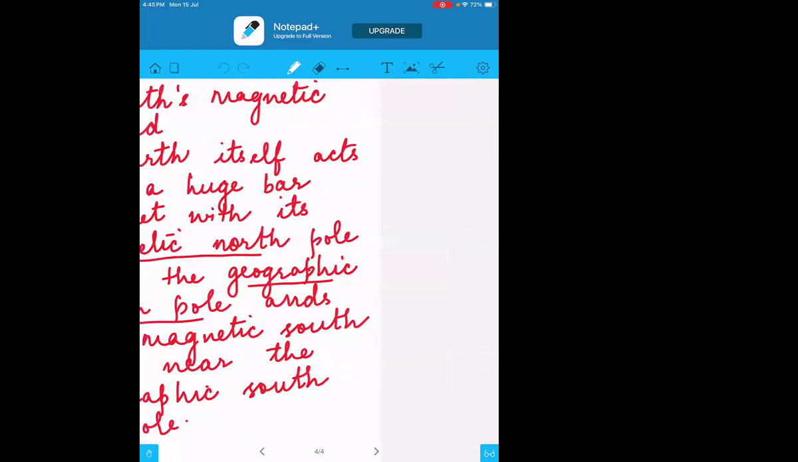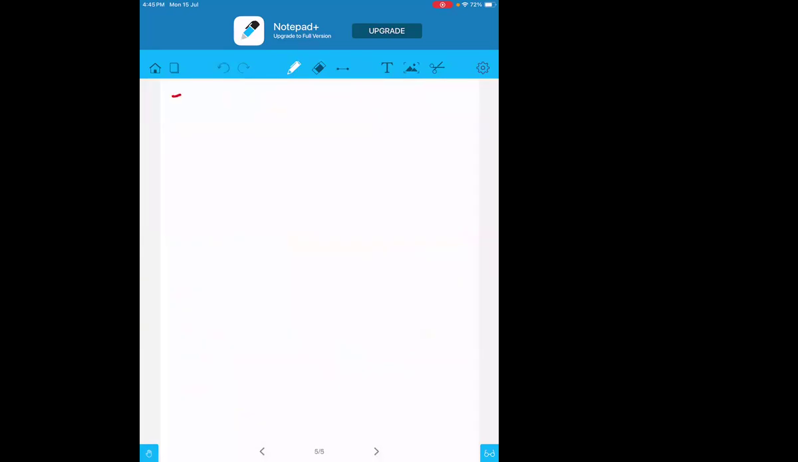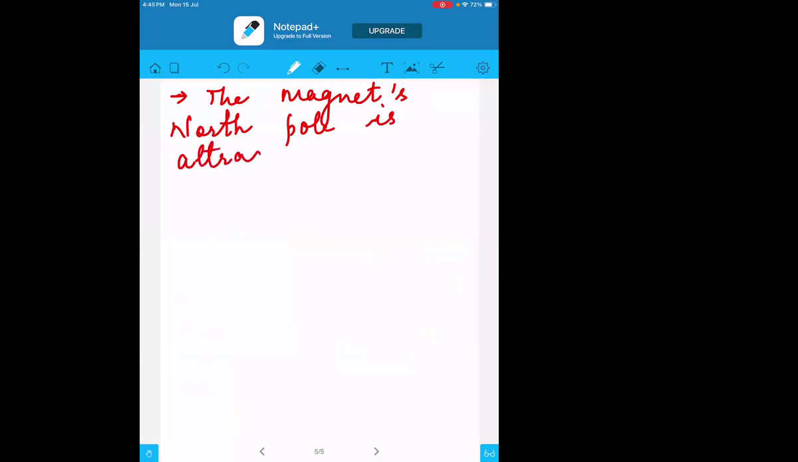Now, what happens in this condition? The magnet's north pole is attracted to the Earth's magnetic south pole.